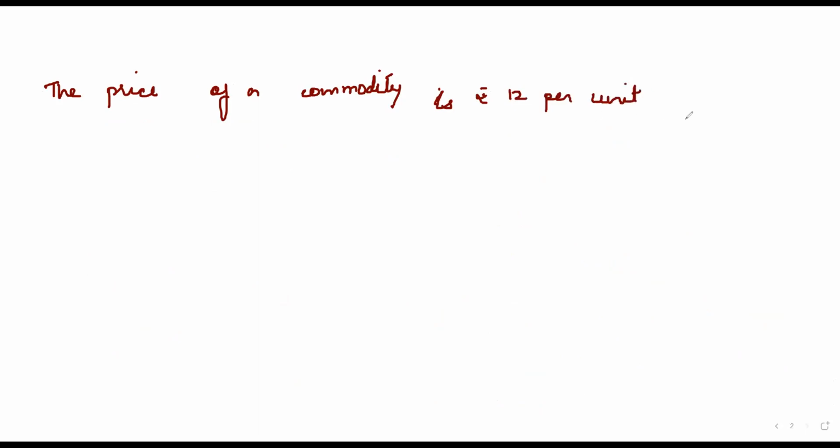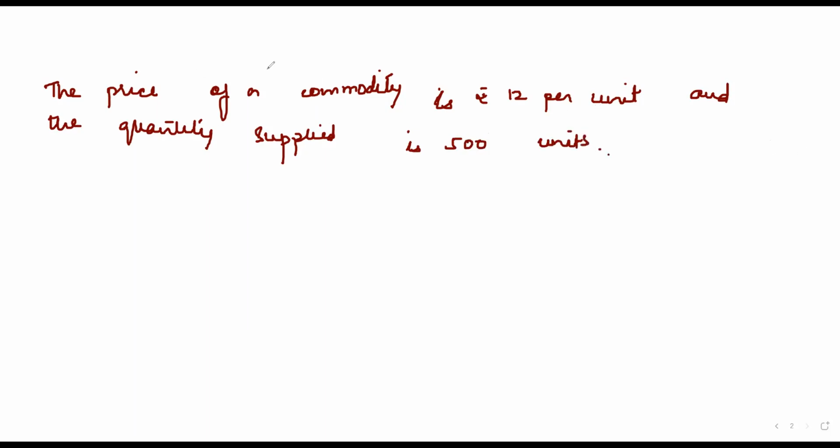Now let us try a question based on this. Let us say the price of a commodity is rupees 12 per unit, and the quantity supplied is 500 units. That means at this 12 rupees per unit, the quantity supplied is 500 units, right?